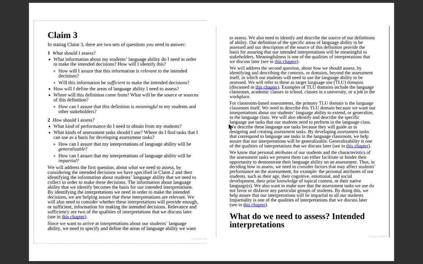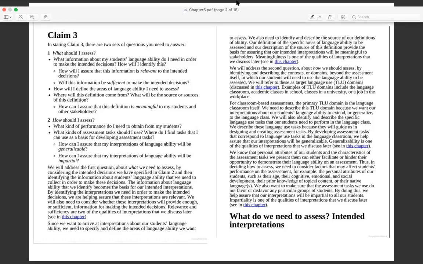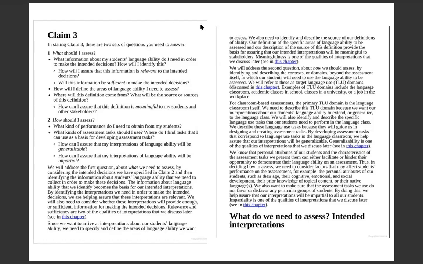We have two subsequent questions there. How will I assure that this information is relevant to the intended decisions? And will this information be sufficient to make the intended decisions? Something that we just discussed now. And then we have one more question with a sub-question. Where will this definition come from? What will be the source or sources of this information, of this definition?